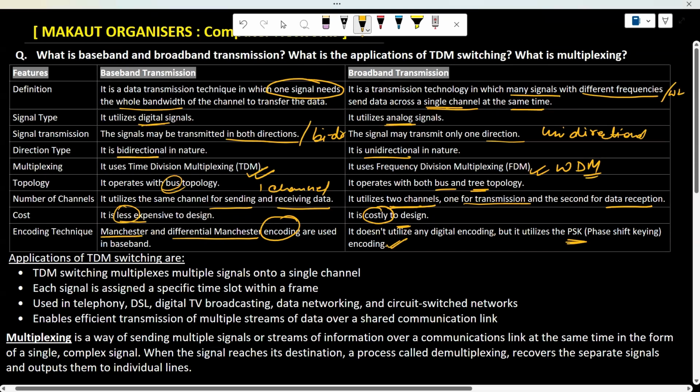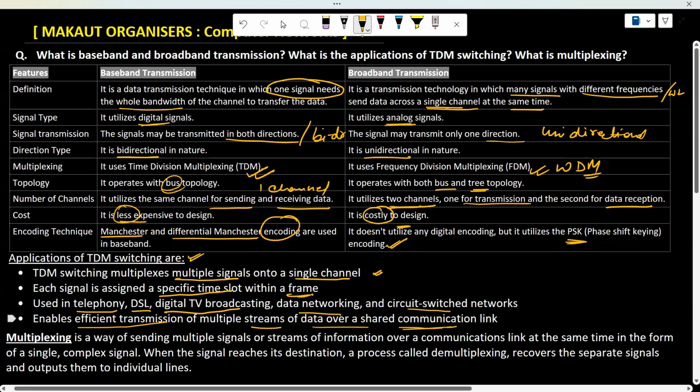Now let's see a few applications of TDM switching. TDM switching multiplexes multiple signals onto a single channel. One benefit is that the efficiency of the channel is increased. Each signal is assigned a specific time slot within a frame. That means every node will get a chance to send a signal using the same communication channel. It is used in telephony, DSL, digital TV broadcasting, data networking, circuit switch networks, and it enables efficient transmission of multiple streams of data over a shared communication link.